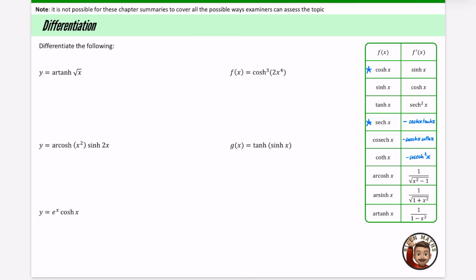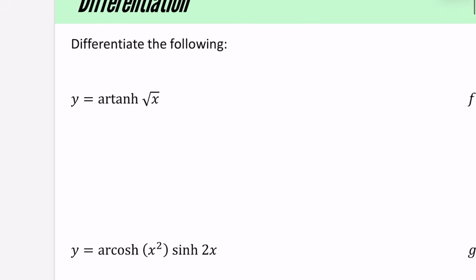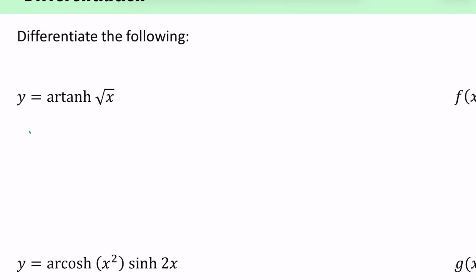So this first one that we're going to do, the artanh, the inverse tanh of the square root of x. So we're going to be using this form that's down here. That's 1 over 1 minus x squared. But of course, there is going to be a chain rule with this. So when we differentiate it, we would expect it to go to 1 over 1 minus the thing in the brackets being squared, but we also have to multiply it by the derivative of this thing that was in the brackets.